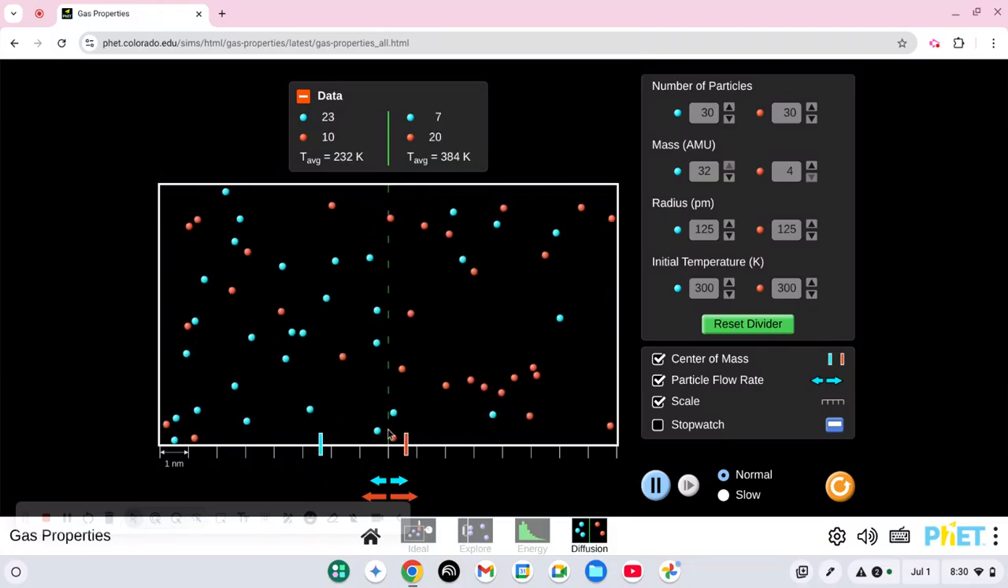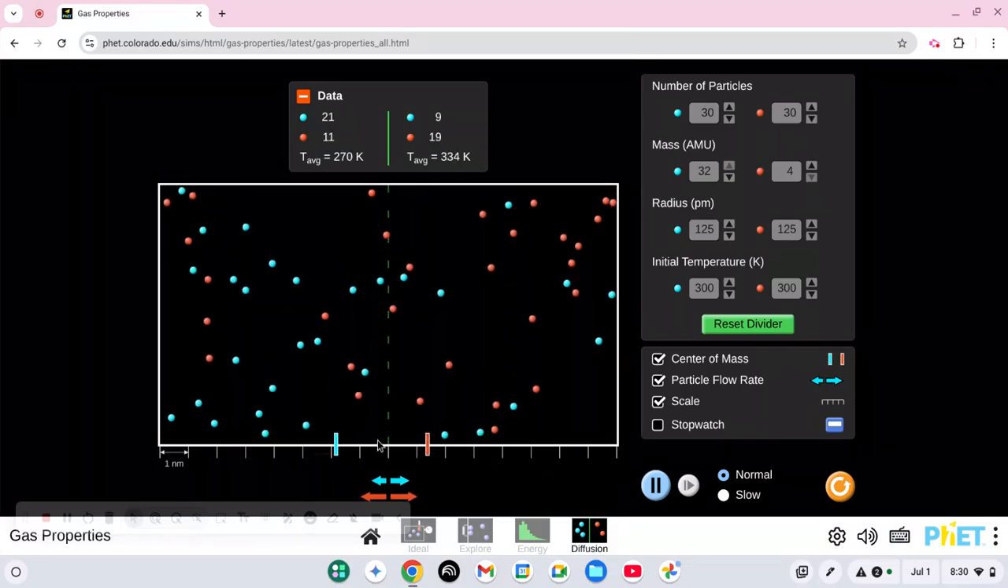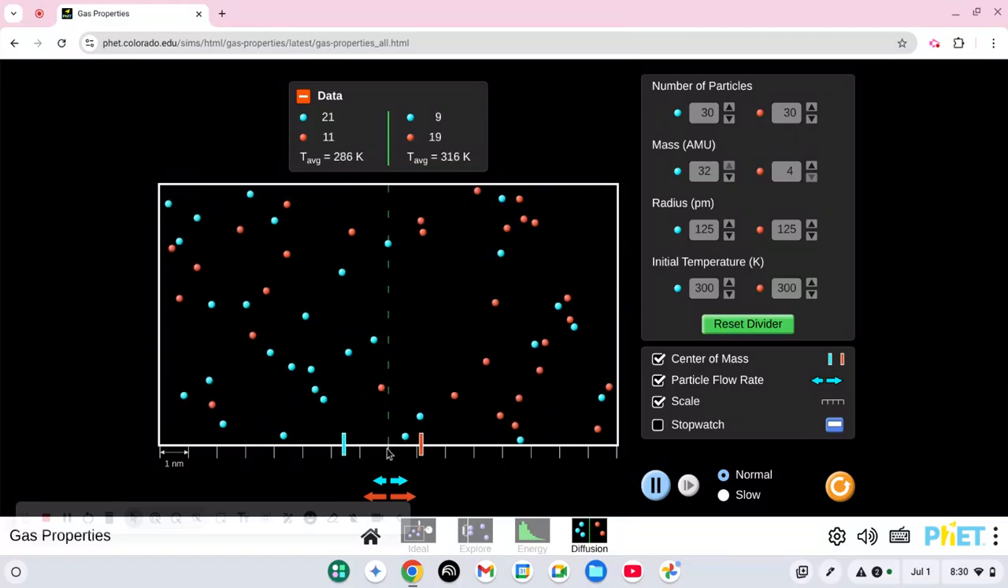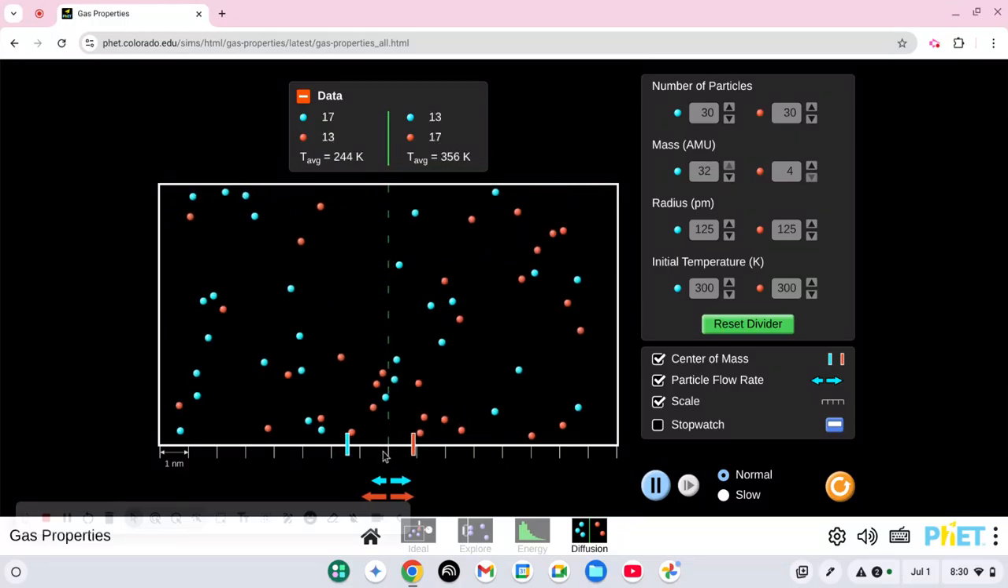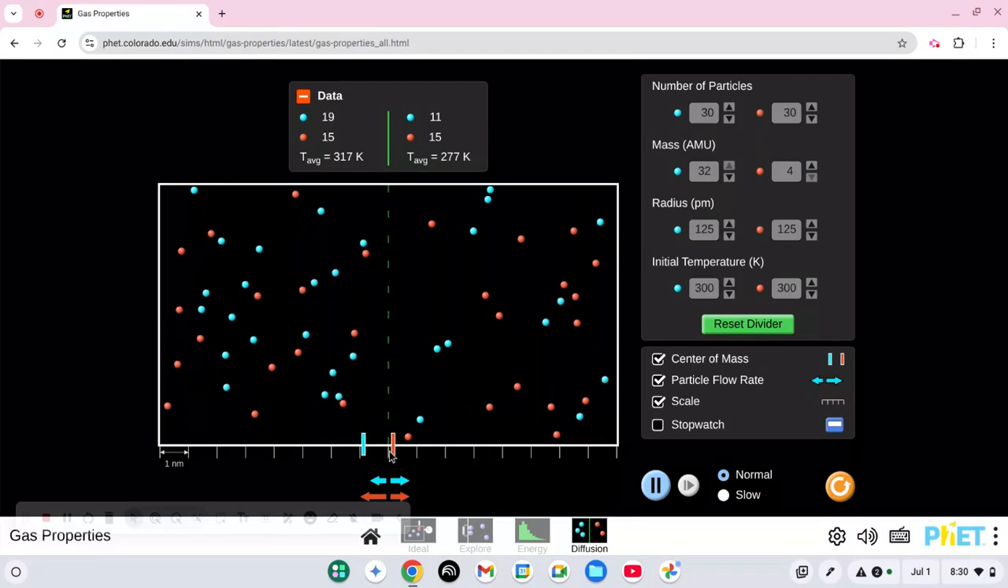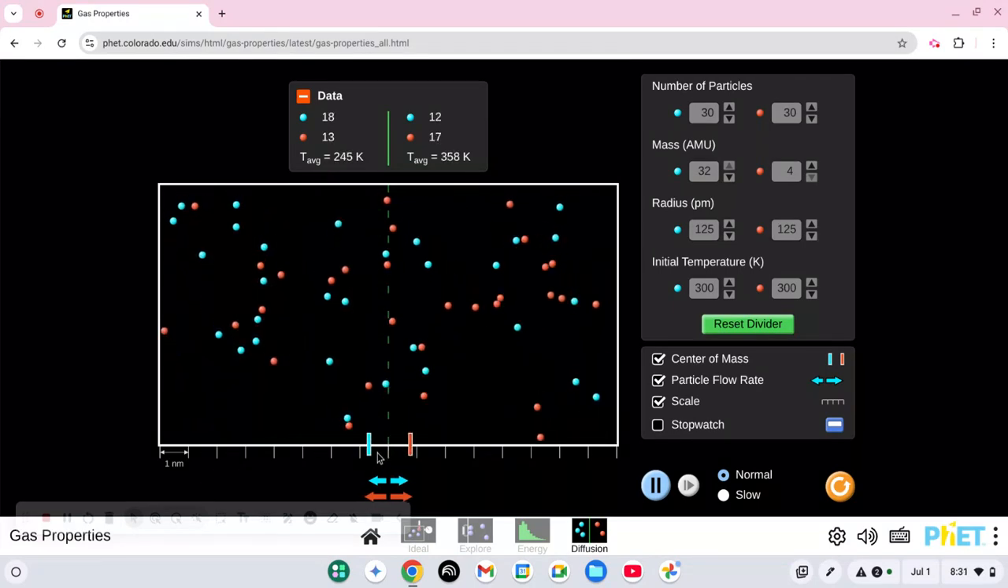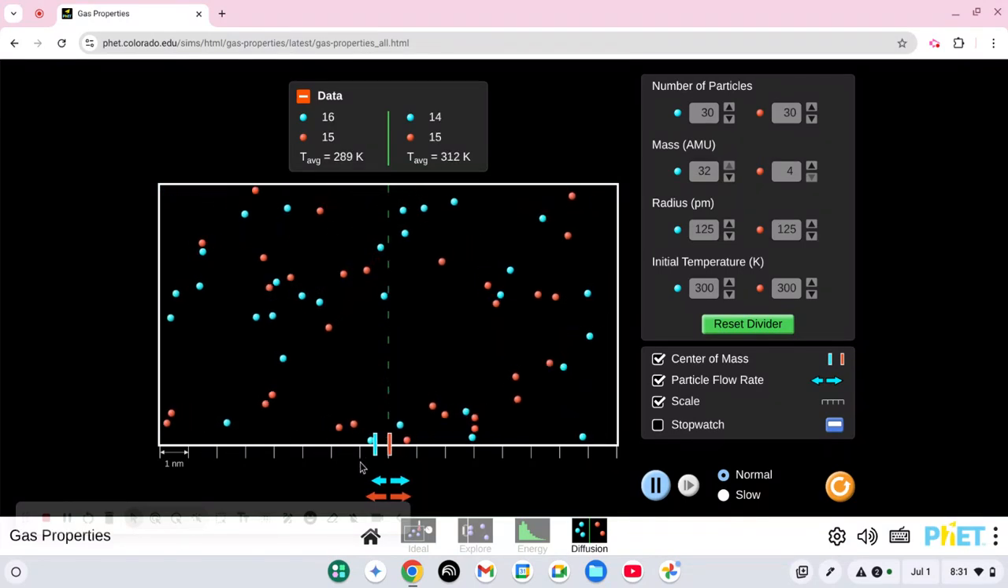You'll notice that the red ones are actually reaching closer to equilibrium at a faster rate towards the middle than, say, the blue particles.